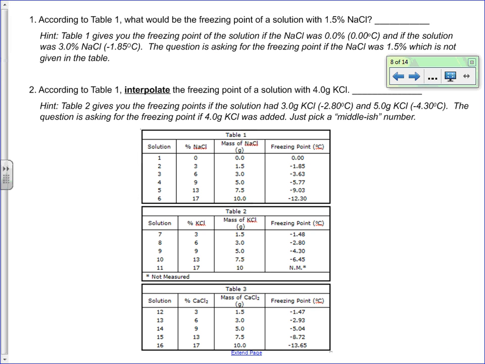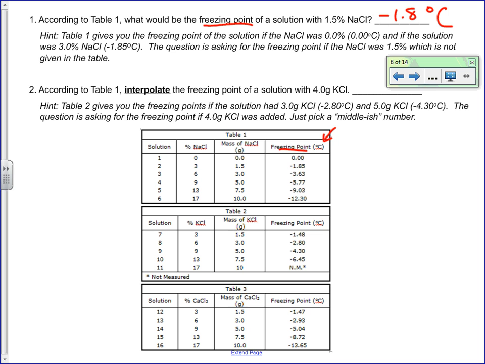All right, if you are pressing play at this point, that means you've already answered questions 1, 2, 3, and 4. You're ready to go through the answers to make sure you got it. Let's start with question 1. According to table 1, what would be the freezing point of a solution with 1.5% NaCl? What'd you get for your answer here? Negative 1.8? Negative 1.8 bananas? Good, degrees Celsius. So we're looking for a freezing point. Our units of freezing points are in degrees Celsius, and we need to make sure we have degrees Celsius.